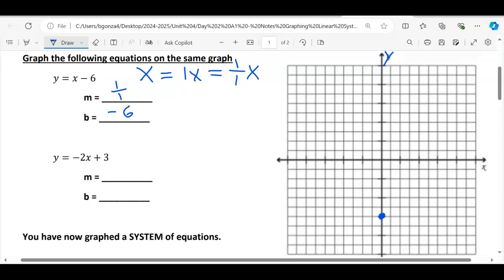After we plot B, now we're going to use the M, rise over run. Rise 1, run 1. So starting at -6, up 1, right 1, because they're positive. Up 1, right 1. You can do the pattern a few times and then use your straight edge to connect it and make a nice straight line.